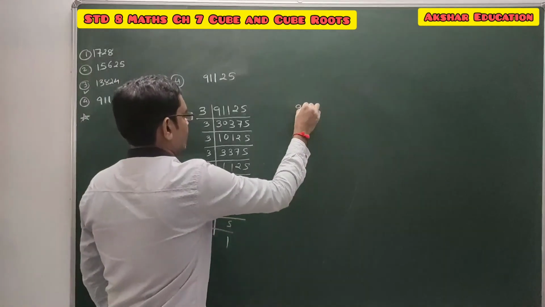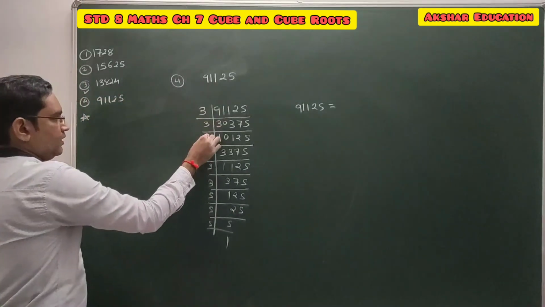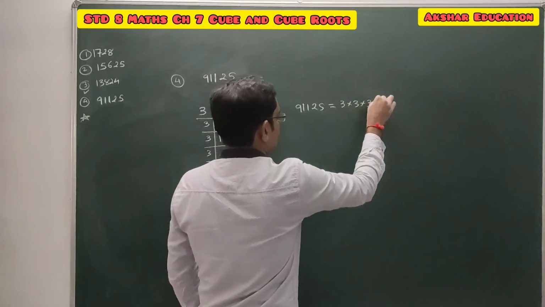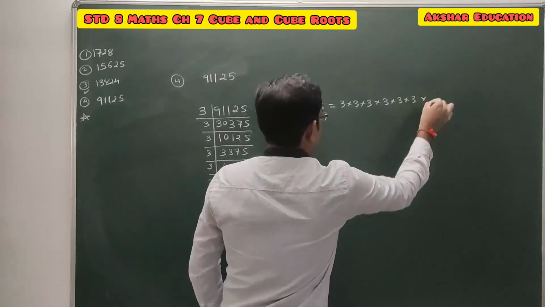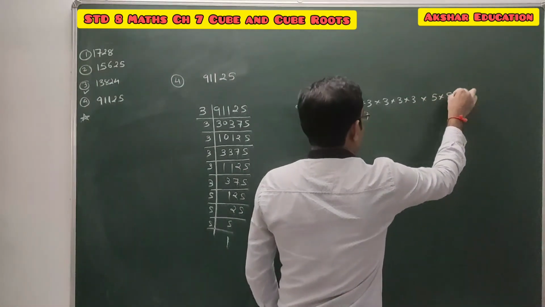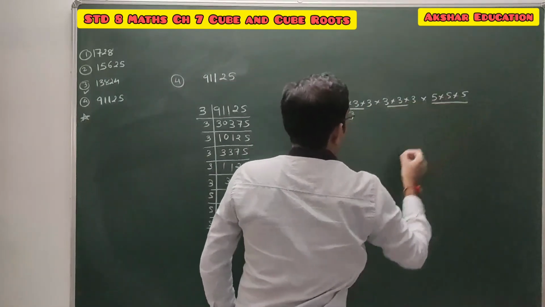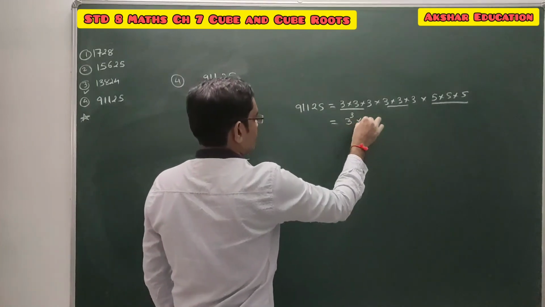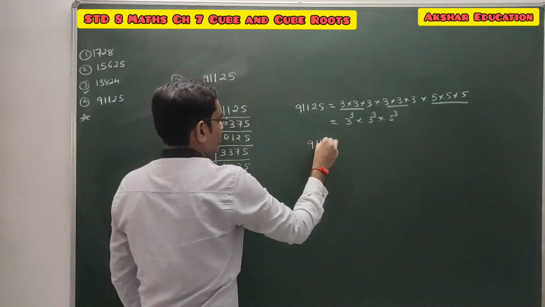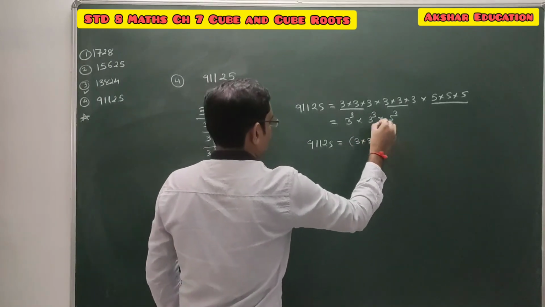So here factors of 9 1 1 2 5 are 1 2 3 4 5 6, 6 times 3, and 3 times 5. Make a group of digits in 3 3 का ग्रुप बनाओ. So it's a 3 cube, 3 cube and 5 cube. So our number 91125 is nothing but the 3 multiplied by 3 multiplied by 5 cube.